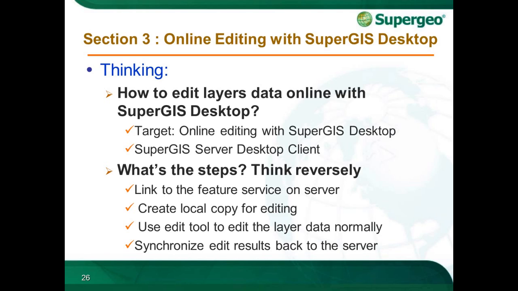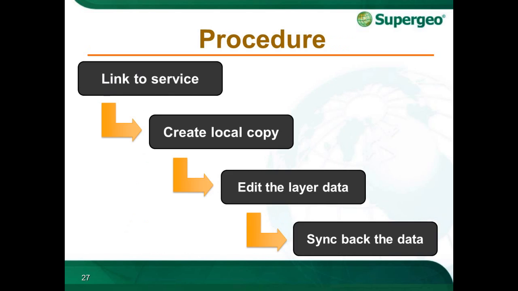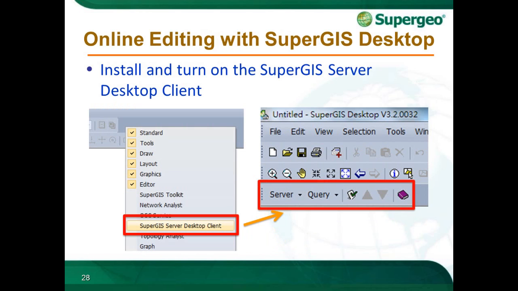And so the step we're going to do is to link to the feature service on the server and create a local copy for editing. This is quite important and quite different from the web application. And after that, you can simply use the normal edit tool to do some editing with the data. And finally, we can synchronize all the edit results back to the server. So this is going to be our procedure. We can link to the service first, and then we can create a local copy. And we do the different editing with the local copy and sync back the data after we finish.